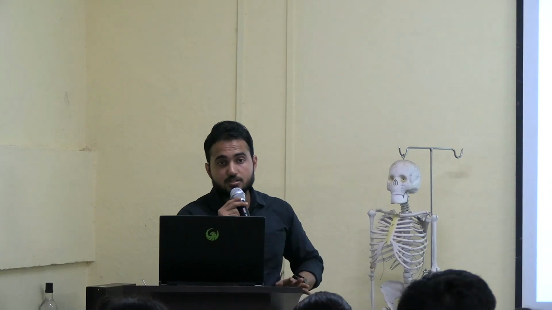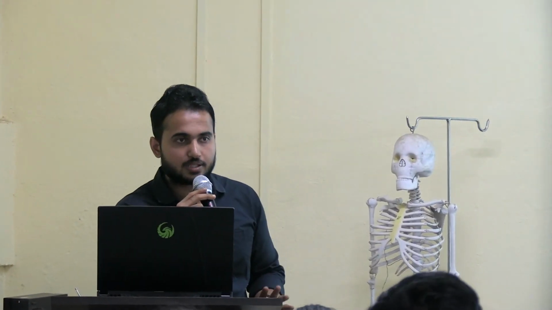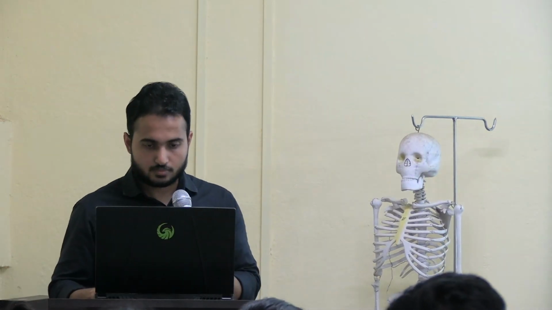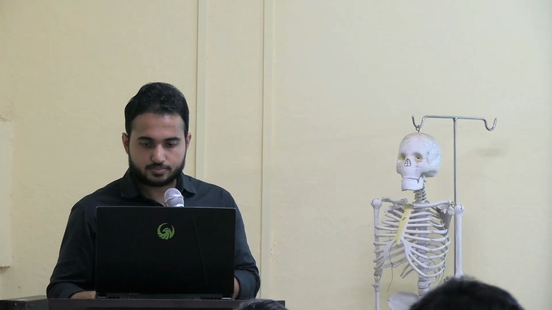Again, I am mentioning one thing, autonomic ganglia are of two types. What are they? Sympathetic and parasympathetic. So that is all about the nervous tissue.